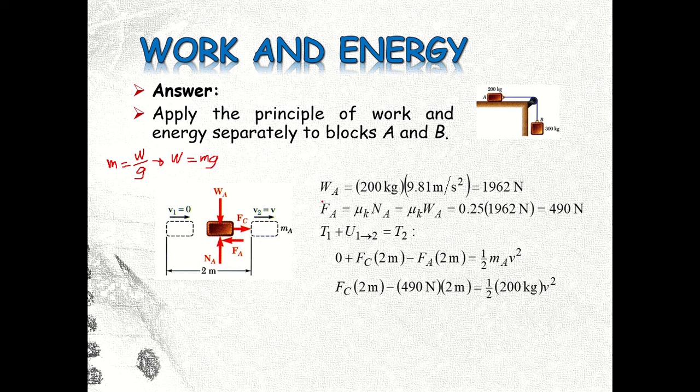Okay, since our problem uses the unit meter per second, we also use the gravitational acceleration in terms of meters per second. So that is equivalent to 9.81 meter per second squared. Solving for the weight of A, we got 200 kilograms multiplied by the gravitational acceleration. So we get 1962 Newton.